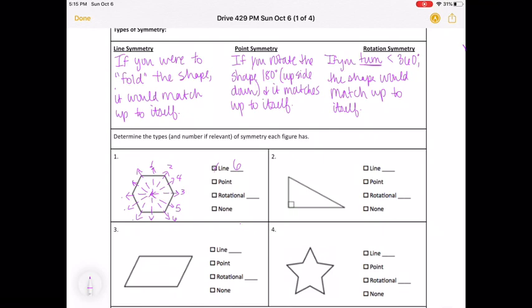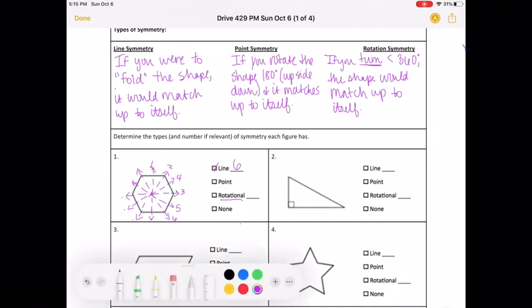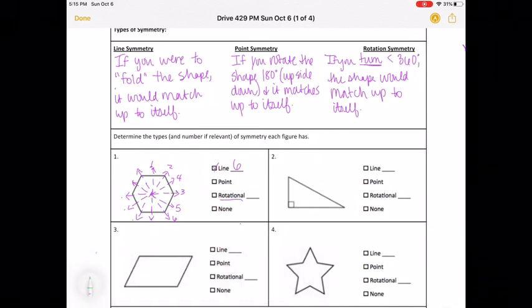Okay, I usually look at rotational before I look at point because if it does not have rotational symmetry, it can't have point either. So I usually look at that first. So here you're thinking if you were to rotate or turn your shape. Okay, so if I took this shape and I spun it around, how many locations could I take that? And so basically if I pulled this point and I pulled it over to here, okay, well, all these others would still match up because this is just a regular hexagon.